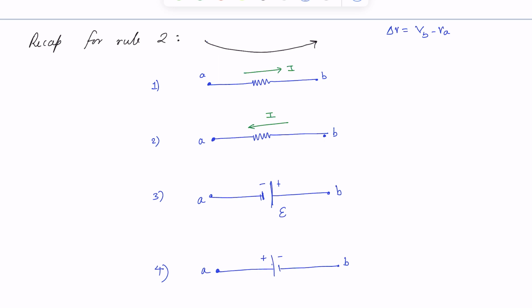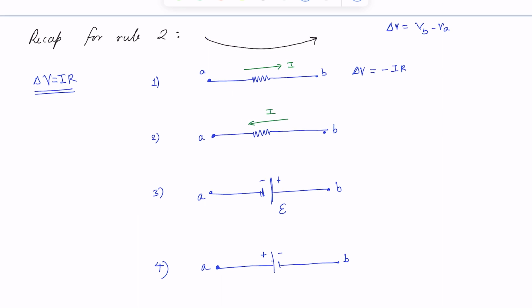Because a current is thought of as movement of positive charges, in case 1 it's moving from higher potential to lower potential. That means VB, the potential at B, is smaller than the potential at A. So you write delta V equals minus IR, and we are using Ohm's law, which is V equals IR. When we talk about potential, we actually talk about potential difference. Always think of potential differences. Delta V equals minus IR, right?